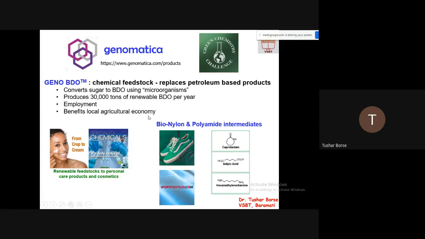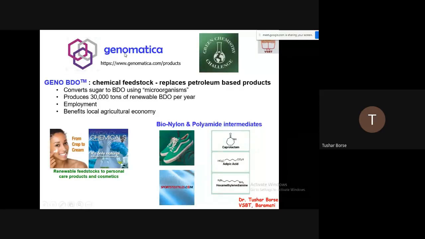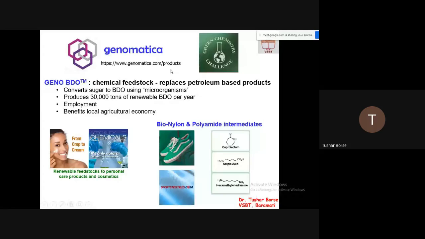Yeah. So this is one of the companies which I believe is very successful in metabolic engineering, and as I told you, they have commercialized the products which are obtained through genetic engineering. Fine. So you can visit their website. It's really a good website. So if you are interested, you can visit it.